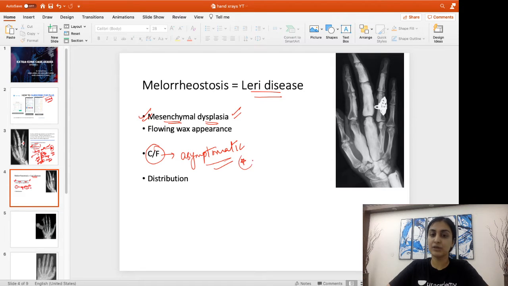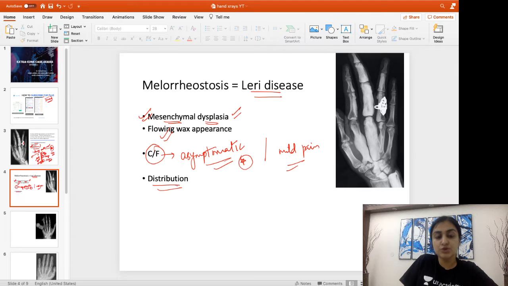Very important, usually asymptomatic, very rarely it can have mild pain, like the one that we had in our case scenario where the patient came to us with very mild pain. So remember, mostly asymptomatic, incidental diagnosis, radiological diagnosis, rarely patients can have mild pain. And the appearance, as we saw, is the flowing wax kind of appearance.